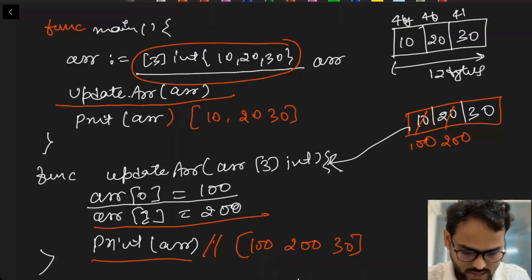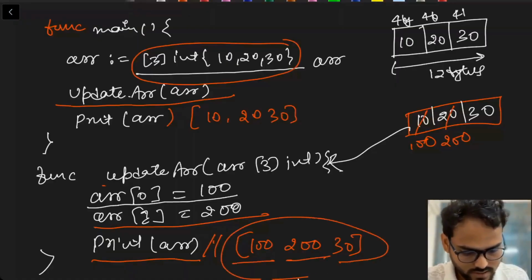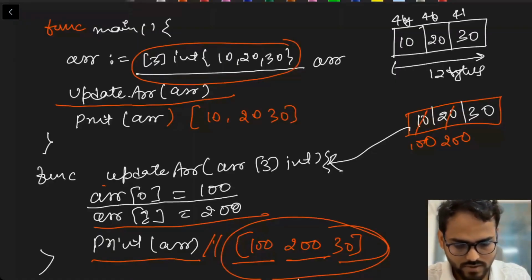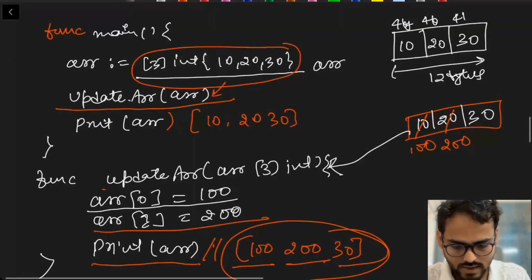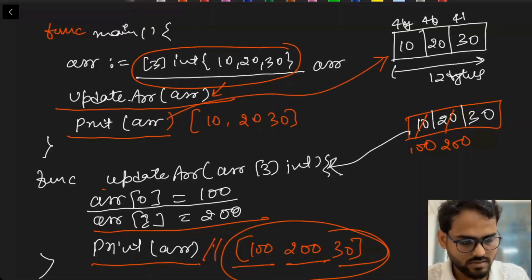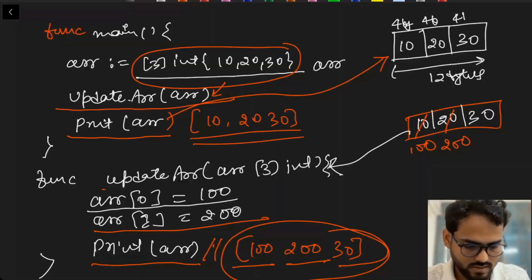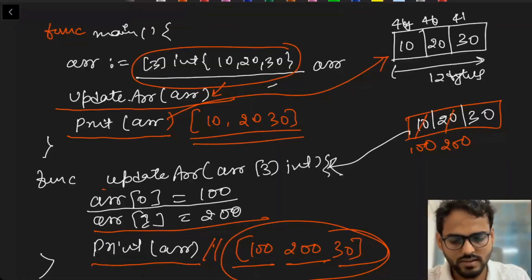So when we print this array in this update array function, we'll have 100, 200 and then 30. But when the control comes back and it tries to print the array, this array is pointing to this. So this will print 10, 20, 30. So what is the issue here?